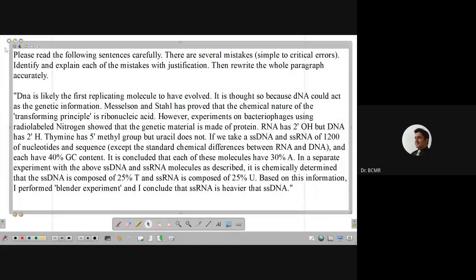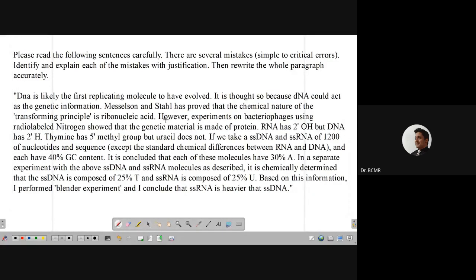Here is a question that I will not discuss ever again, but it might come in the CIA or in the end semester. There is a specific way of how you write things in the exam, or represent different things in molecular biology. So the question is about how carefully you're reading in scientific standards. Please read the following sentences carefully. There are several mistakes. Some of them are simple and some of them are critical. Identify and explain each of the mistakes with justification. Then rewrite the whole paragraph accurately.